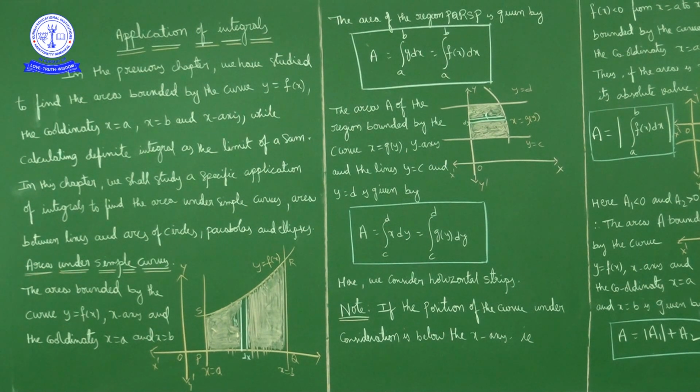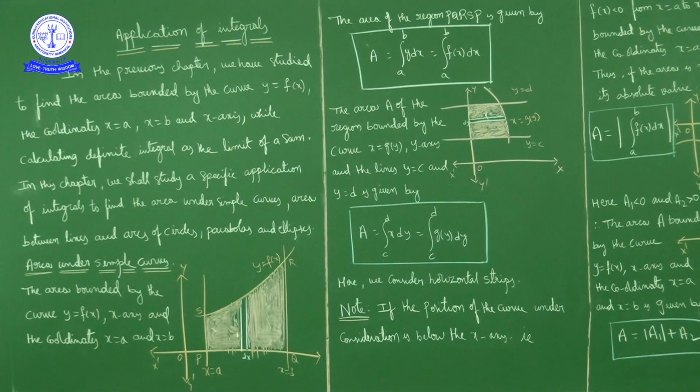When a curve y equals f of x is given and the limits a and b are given, the area under the curve y equals f of x between the limits x equals a and x equals b is given by the integral from a to b of y dx, or the integral from a to b of f of x dx, provided the graph is entirely above the x axis.